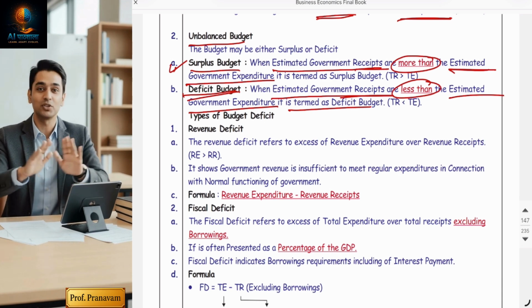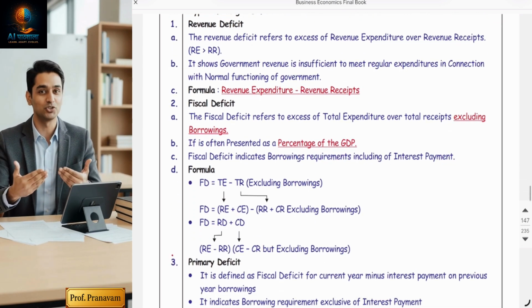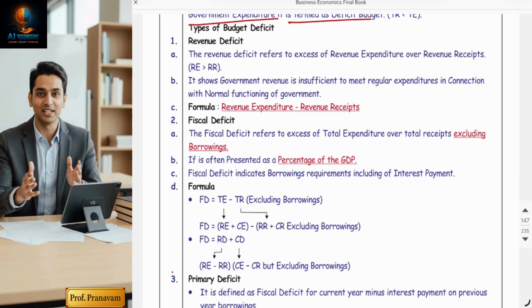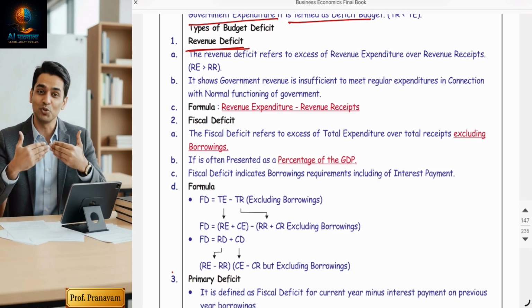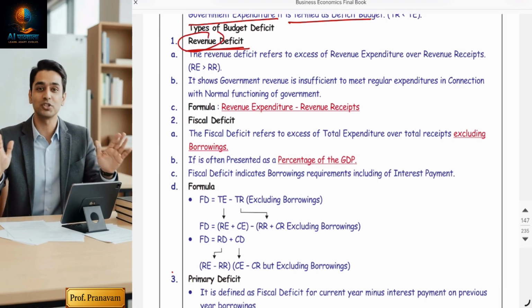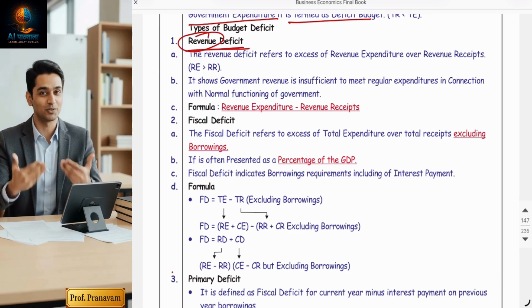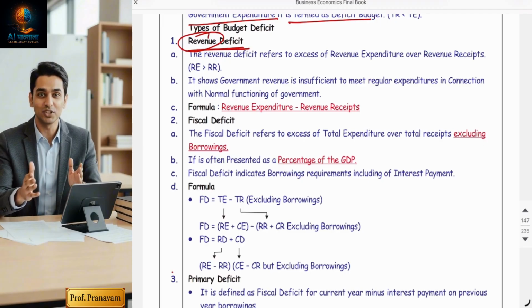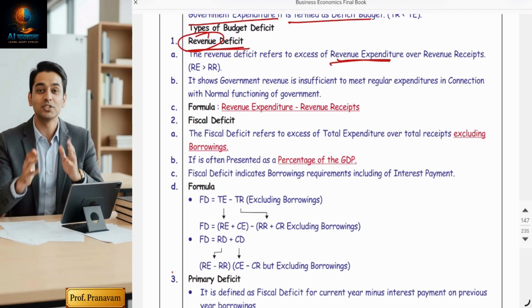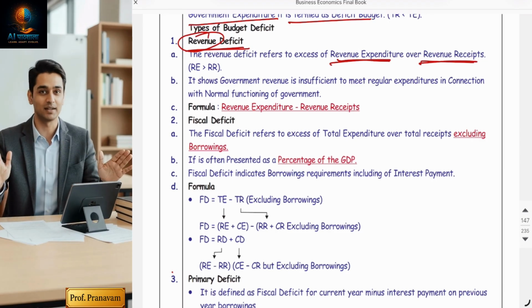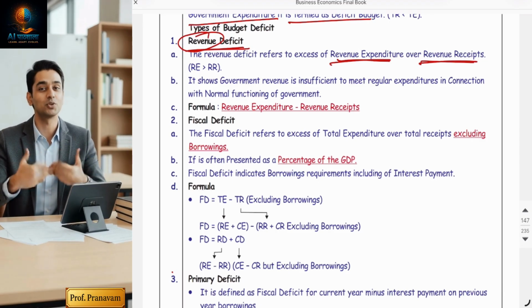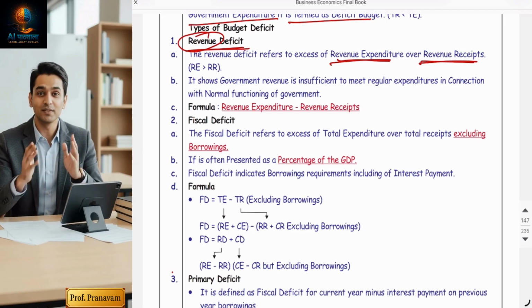But the main part is deficit. There are four categories of deficit explained. First is revenue deficit. In revenue deficit, as the word revenue indicates, capital items will not come. Revenue deficit means revenue expenditures are greater than revenue receipts. No capital expenditures and capital receipts will be considered. Only revenue items are considered.